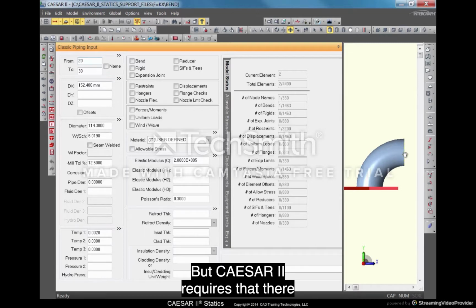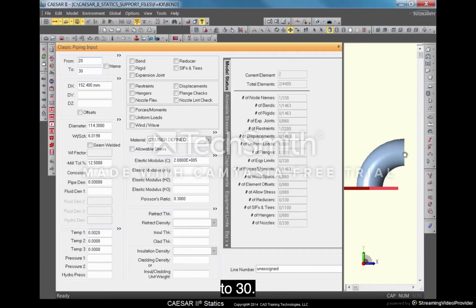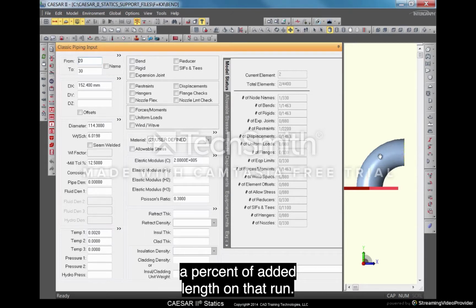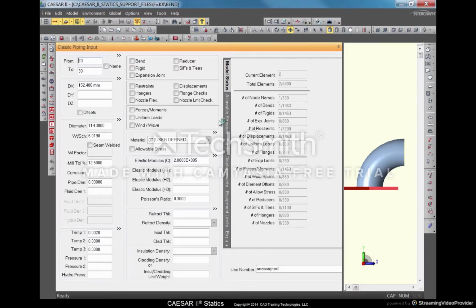But Caesar 2 requires that there be a little bit of length on this element, this little bit of 20 to 30. And you can control that in the configuration file as well. I dropped that add-on of length to 0.5%, or a very small percentage. Let's take a quick look at that. I'll look at my configuration file.